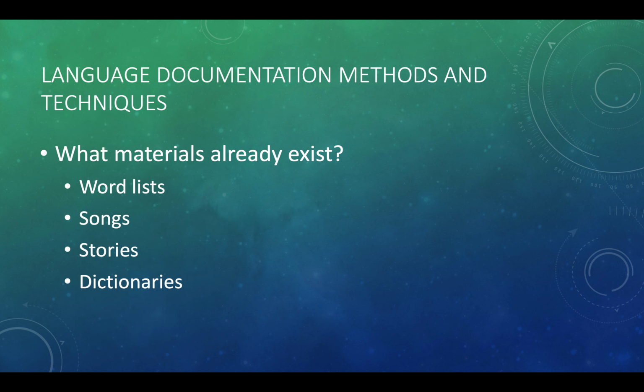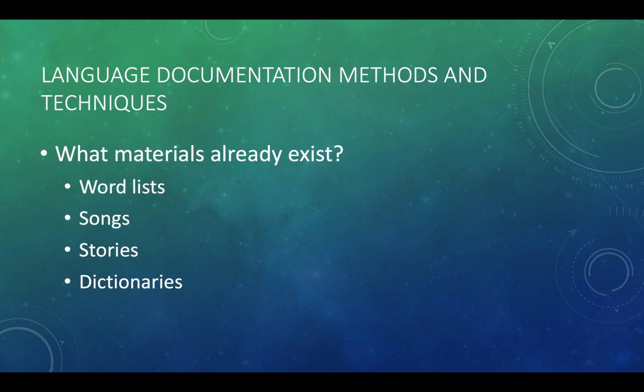And so next, you would want to say what materials already exist. If we are using an informant's precious time to elicit language from them, let's not redo what we already have. So if you have word lists, songs, stories, or dictionaries, and you're just looking for them to say these words, then you can easily put together a list of words or the lyrics of a song or the text of a story for them to record.